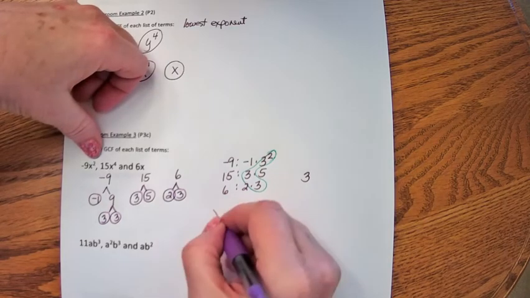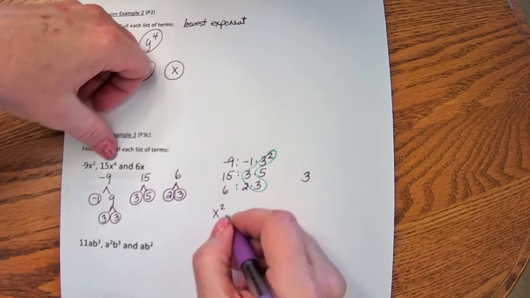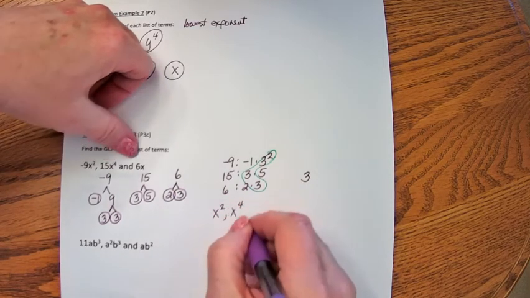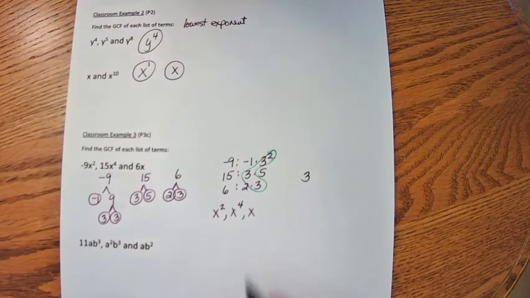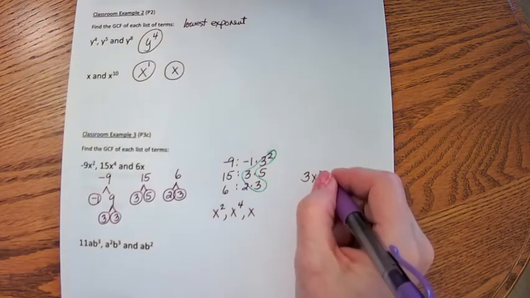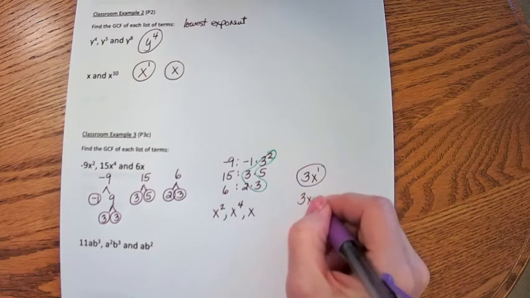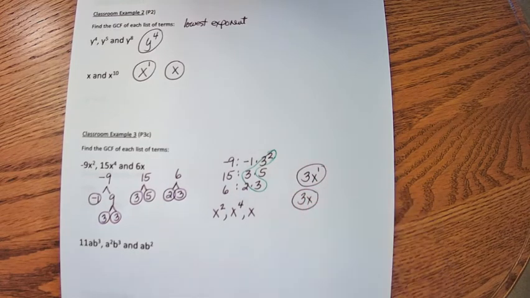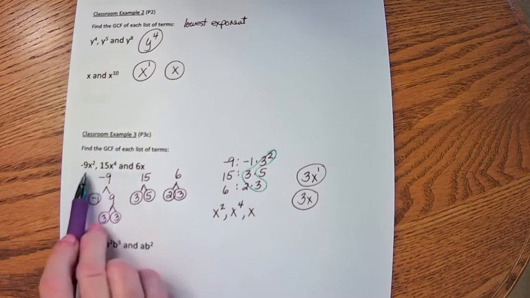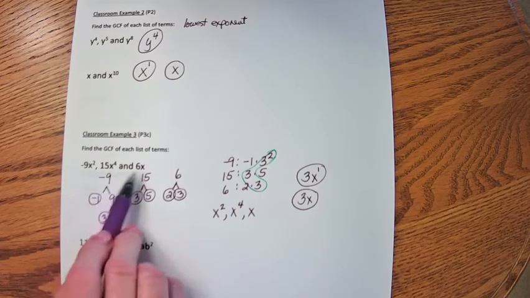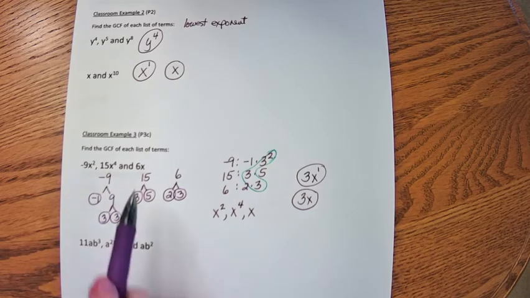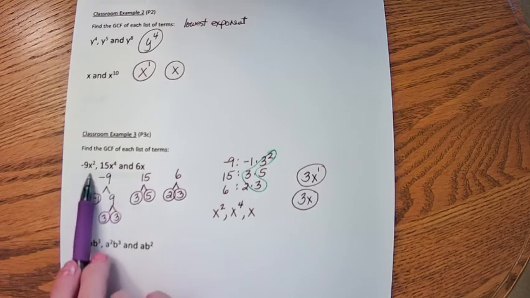Now let's look at the variables. The GCF of x squared, x to the 4th, and x is going to be x to the smallest power. Or we'd probably just make that 3x. So you find the largest GCF of the numerical coefficients, and then you find the largest GCF of the variables.